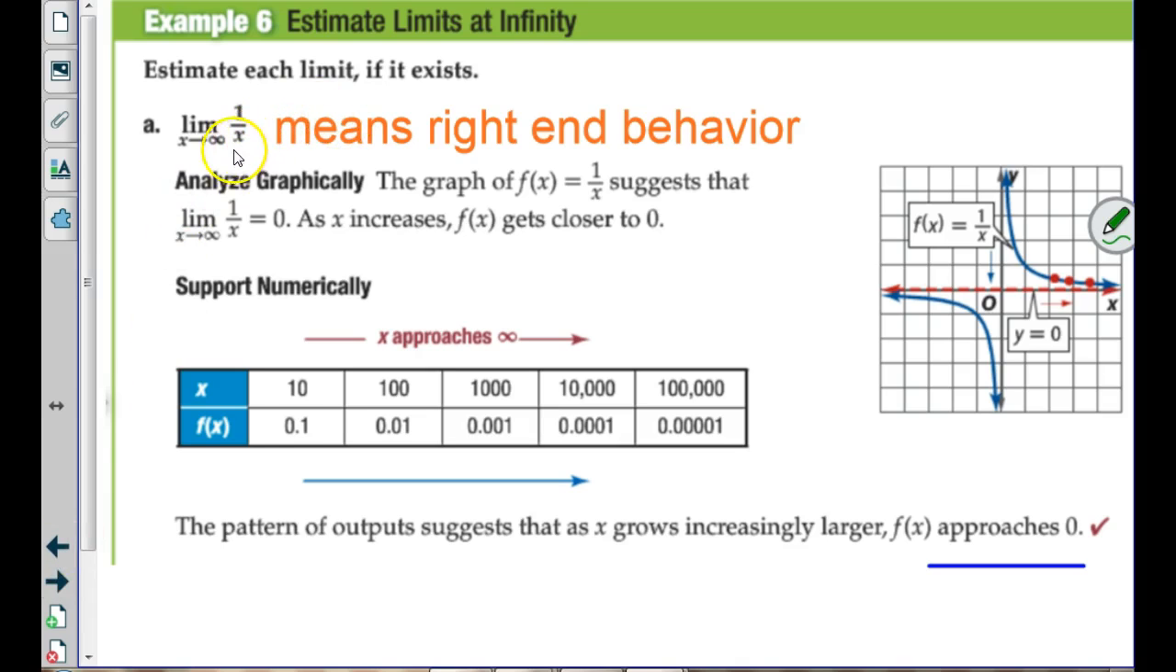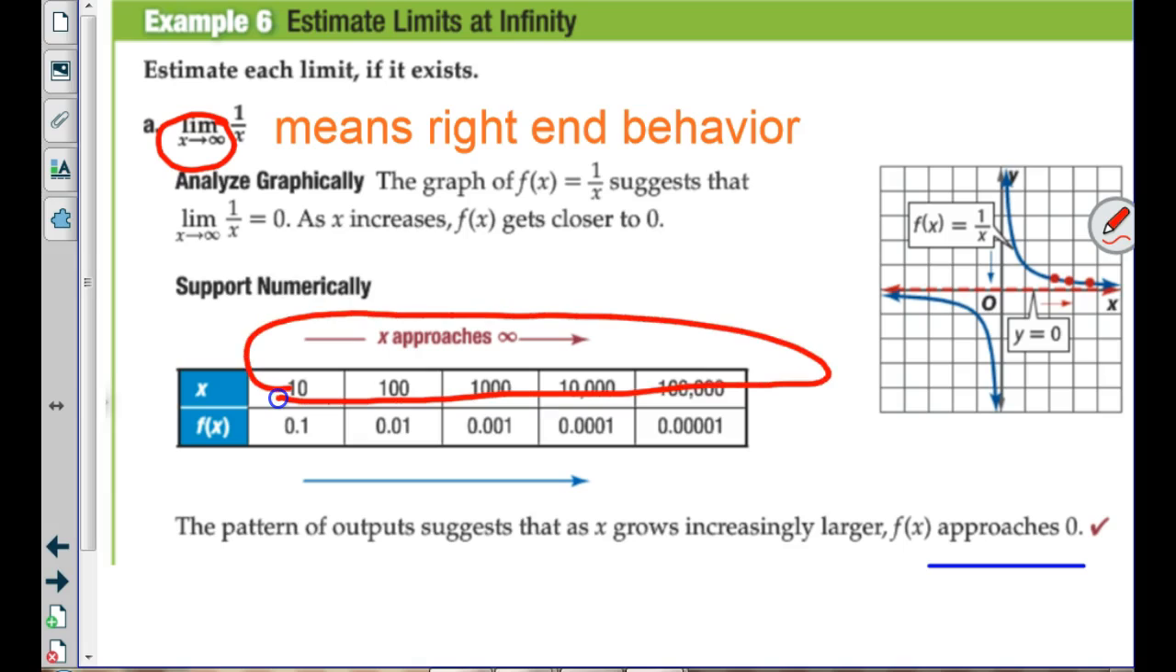This is asking, this notation right here, as x approaches infinity, means what's happening on the far right of this graph. On the far right of this graph, as I get really, really big x values, what's happening to the y value? It's getting closer and closer to 0. So you would say approaches 0.